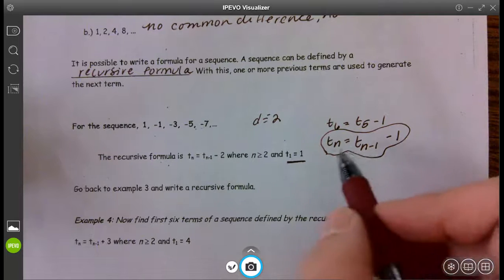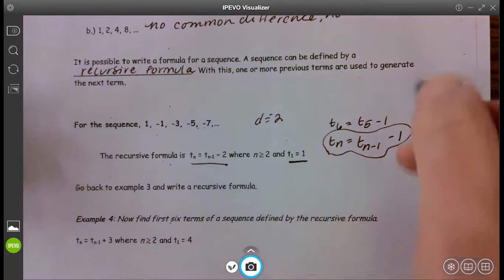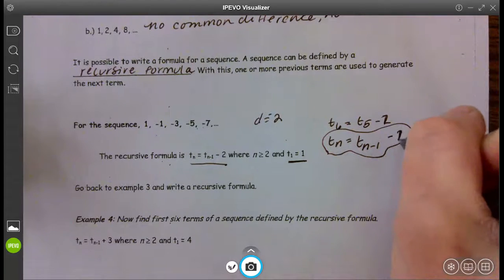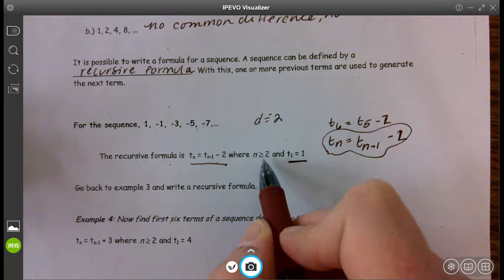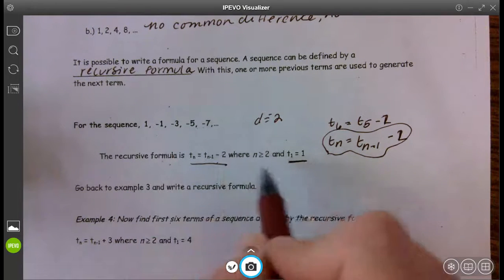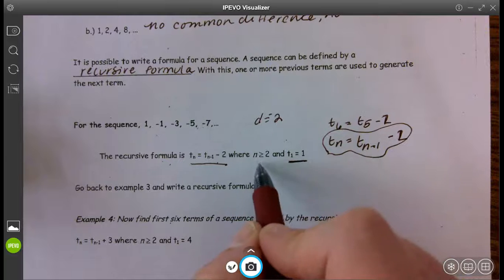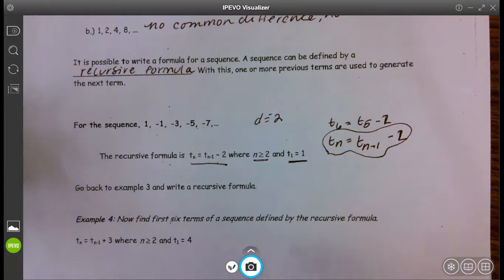But you need to give the reader something to work with. So you say, this is your formula. Or I guess it's not subtract 1, I'm sorry, it's subtract 2. This is your formula. You start with the second term because you can't start with the first term because you need something to work with. So you're saying this is your first term. You start with your nth term being 2, and then there's your formula.